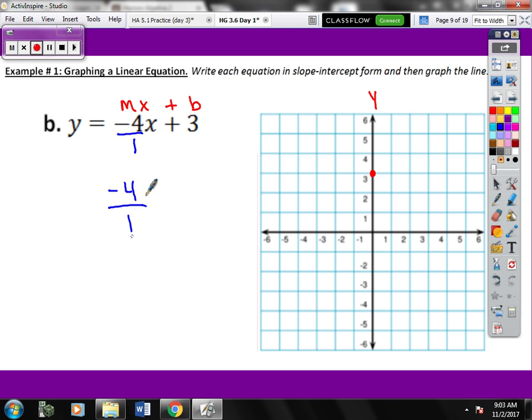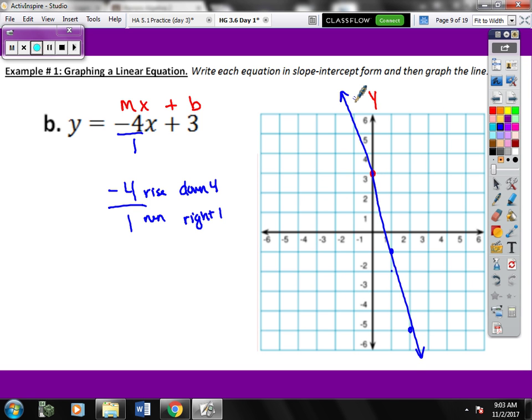So when I'm using rise over run, this is telling me to go down 4. You're still going to the right 1 because it's a positive 1. So we will count down 1, 2, 3, 4, and to the right 1. Then again down 1, 2, 3, 4, and to the right 1.